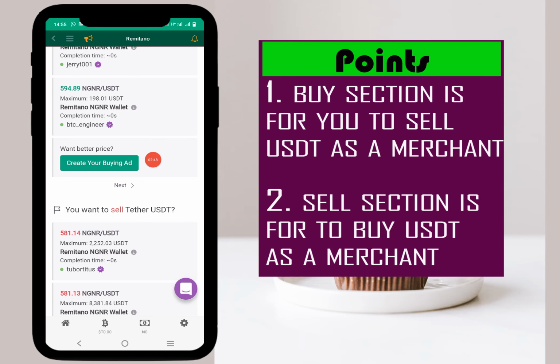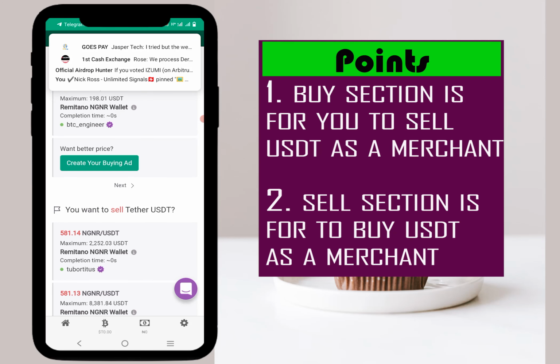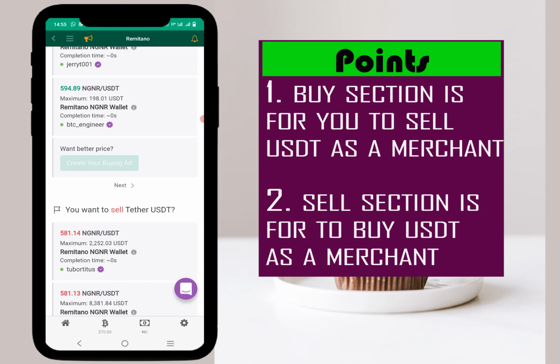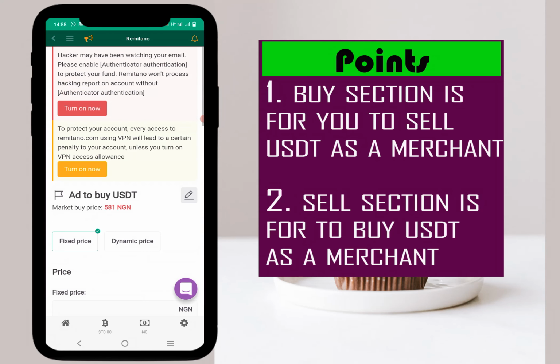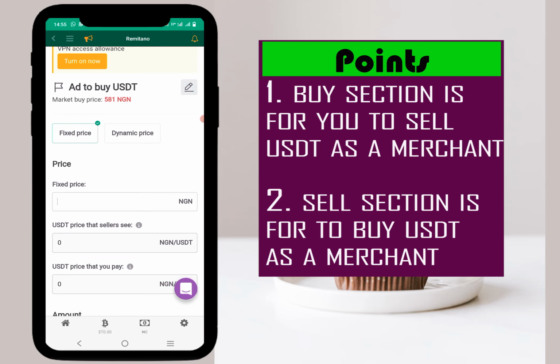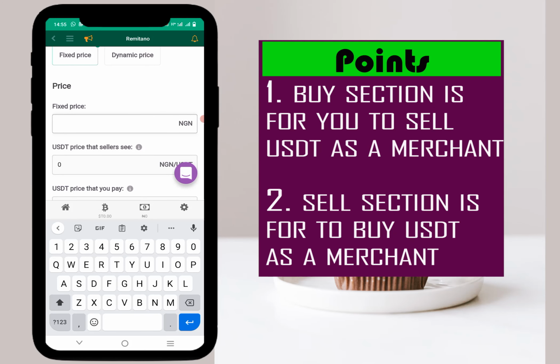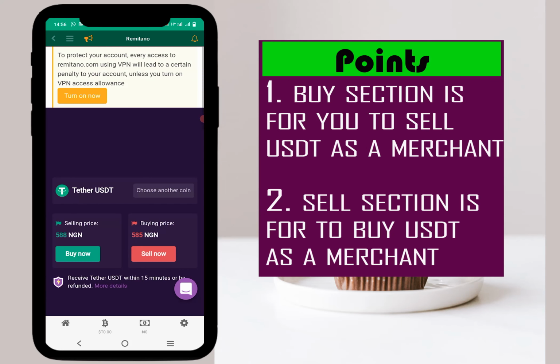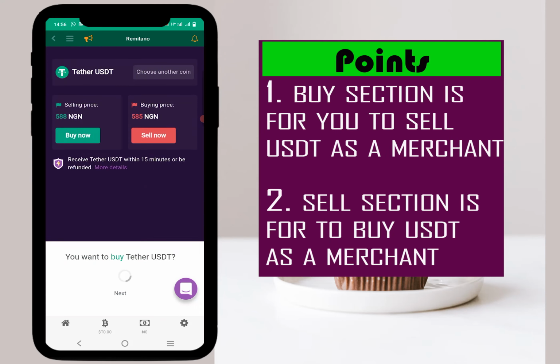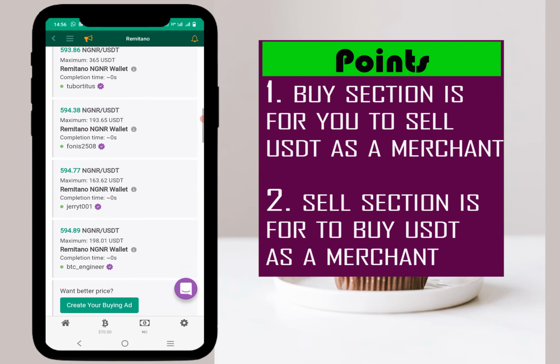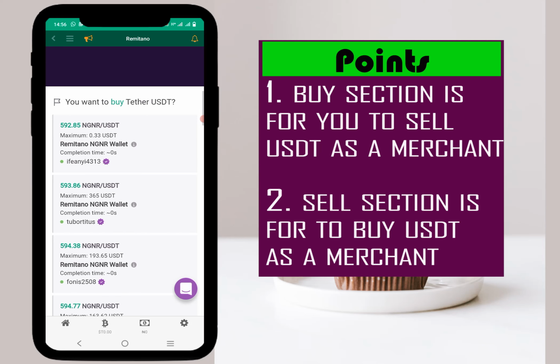So remember I told you, if I'm creating a buy ad, it simply means people can be able to sell USDT to me. The first thing we need to do is take note of people's prices. So, what are people's prices? We want to look at the first three to know the prices we can go for.